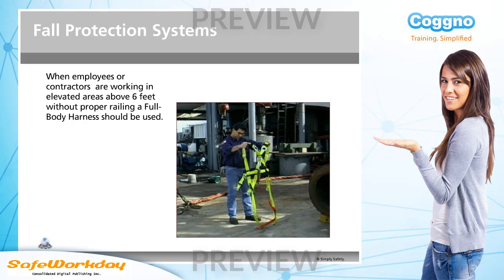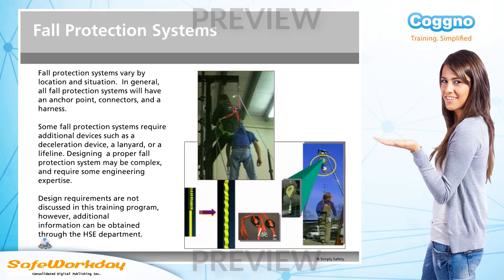Fall protection systems. When employees or contractors are working in elevated areas above 6 feet without proper railing, a full body harness should be used. Fall protection systems vary by location and situation. In general, all fall protection systems will have an anchor point, connectors, and a harness. Some fall protection systems require additional devices such as a deceleration device, a lanyard, or a lifeline.